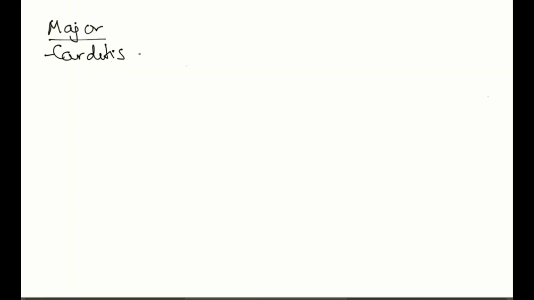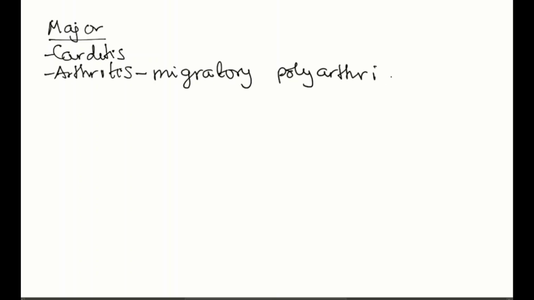First is carditis, and this could be clinical, meaning the patient presents with a new murmur or pericarditis or signs of heart failure, or it could be silent, meaning there is valve involvement that is seen only on echo, and the valves that are usually involved are the mitral and aortic valves. Next is arthritis, and the arthritis seen in acute rheumatic fever is migratory polyarthritis.